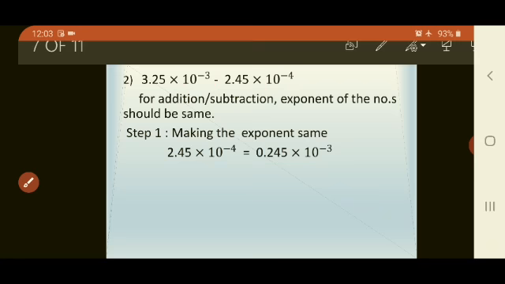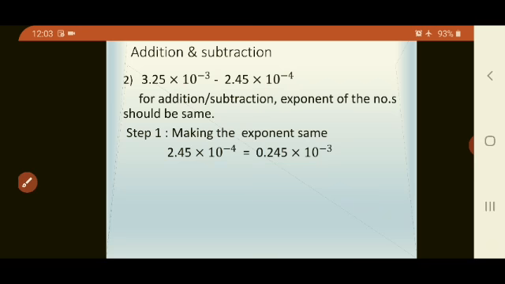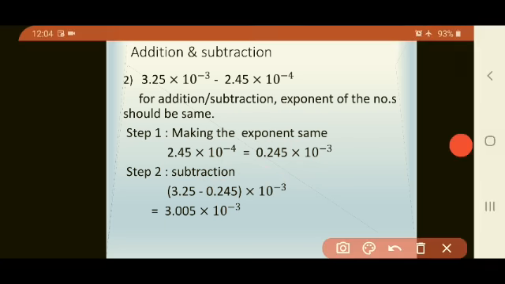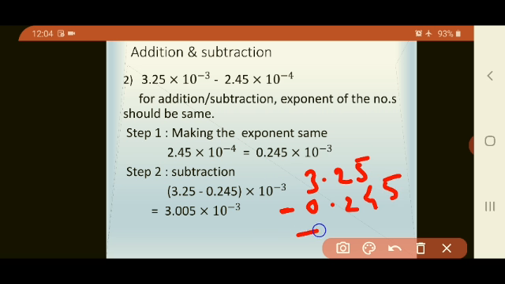Now the next step is same as addition, that is subtraction. So 3.25 minus 0.245, into 10 to the power minus 3. So the final answer comes as 3.005. Shall I show it? 3.25 minus 0.245. Now you can do the subtraction as your regular method, as you have learnt in school.